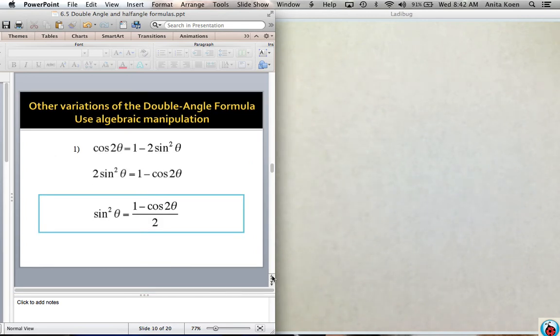Okay, there are other variations of the double angle formula using algebraic manipulation. So I want you to look through these, copy them down, discuss with your table partner, because you're doing this in class today, how these manipulations came to be. See what you can figure out, and when I get back to class, I will go over that with you. So pause the video and copy these, and then discuss with your table partner.